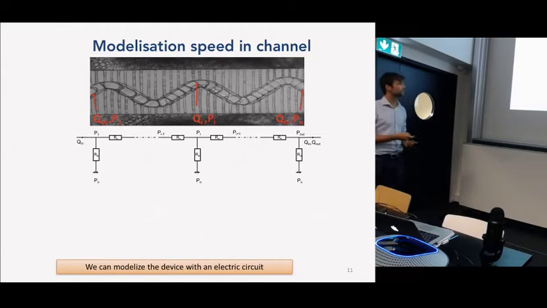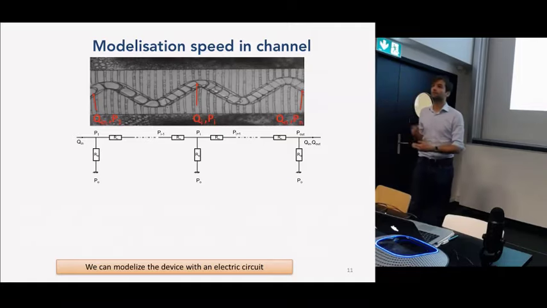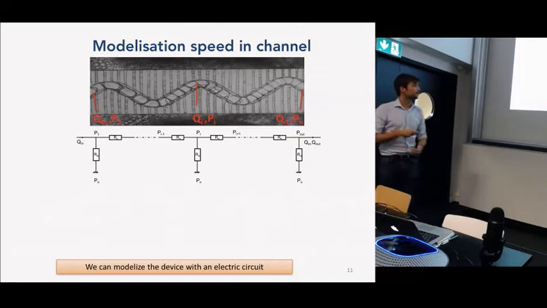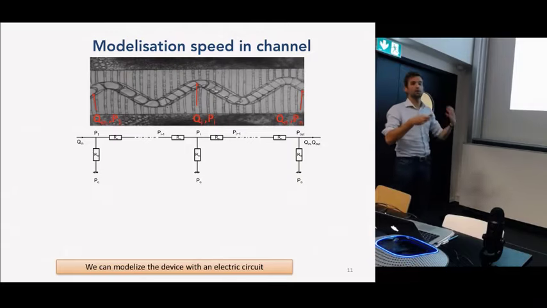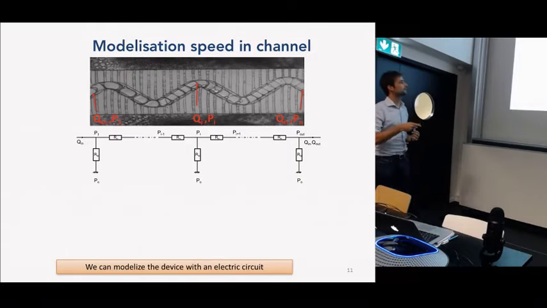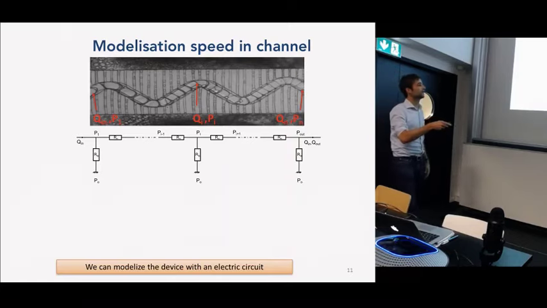And what's cool with microfluidics is that since you're in laminar flow, you can modelize with an electric circuit. So for each point in the channel, you basically have a node. Here are the microchannels, and here is the main channel. What you know is what you put in, Q in, and what you get out. These are the two parameters that you know.